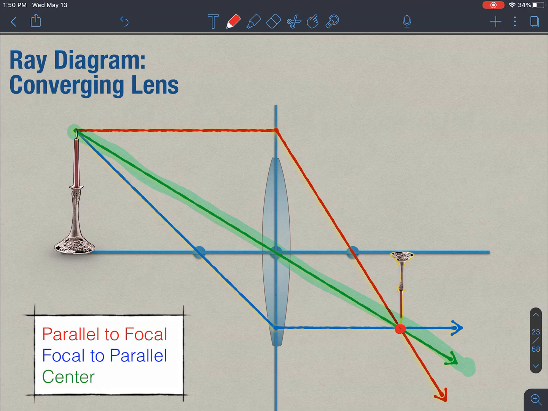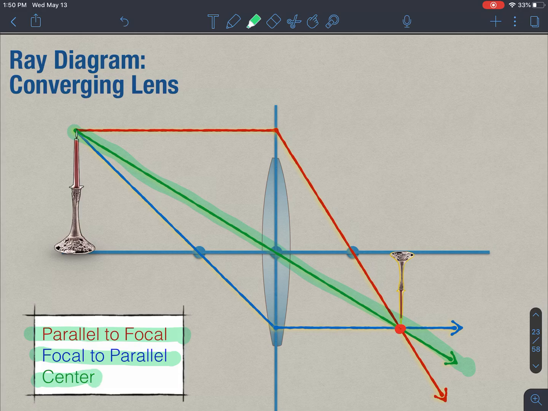Again, the thing to focus on is our 3 rays. You're going to draw 3 rays. You're going to draw one parallel to your horizontal surface, to the focal point on the opposite side. Then you're going to draw one through the focal point on the same side and then parallel, and then one through the center.